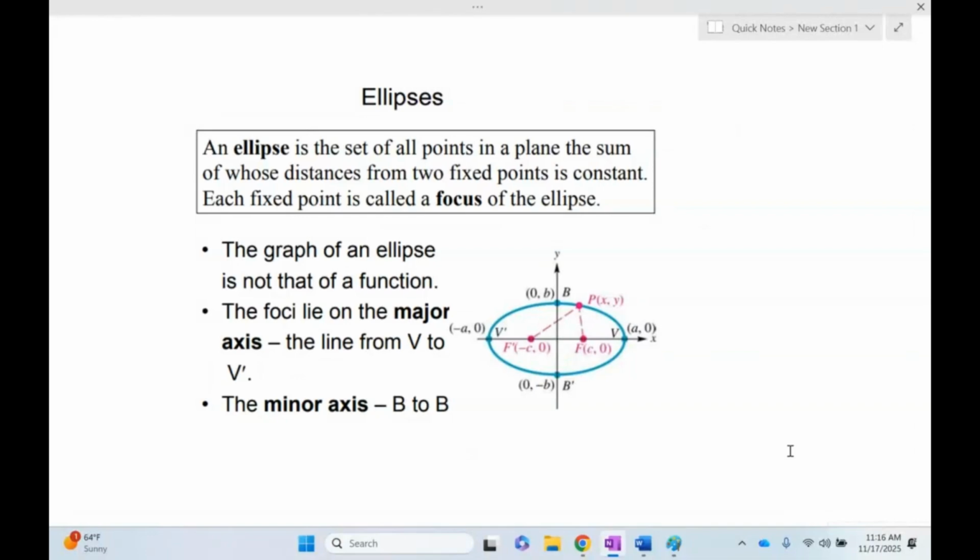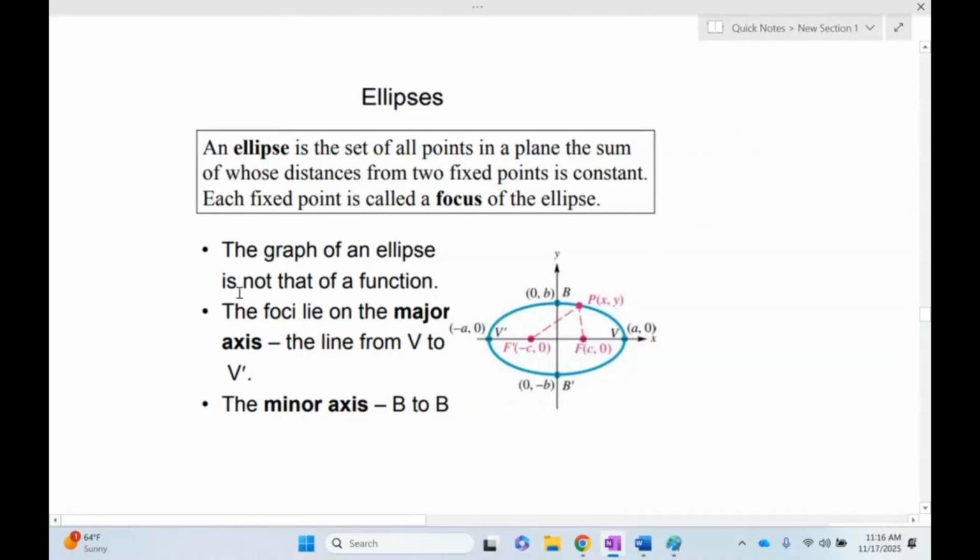And we're dealing with some algebra, and in this instance, we're dealing with an ellipse. So an ellipse is just a set of points in a plane, the sum of whose distances from two fixed points is constant. Each fixed point is called a focus.